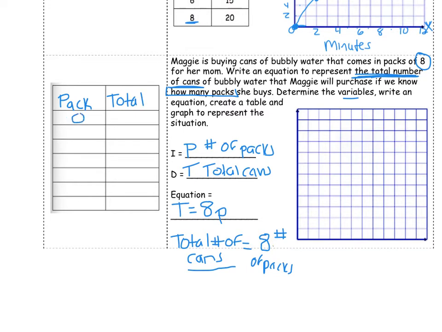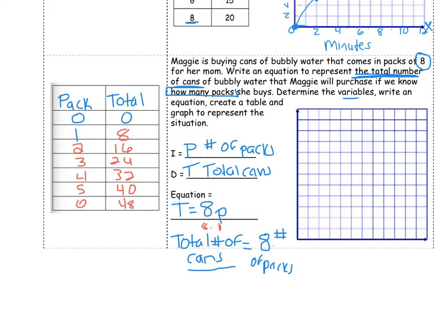So if we get 0 packs, 0 times 8 is 0. If we get 1 pack, if we have 1 for our P, that would give us 8. So for every extra pack we buy, we're getting an extra 8 cans. So we can fill the table out pretty quickly because we're counting up by 8s. So 3 times 8 is 24, 4 times 8 is 32, 5 times 8 is 40. Every time we're going up by another 8.